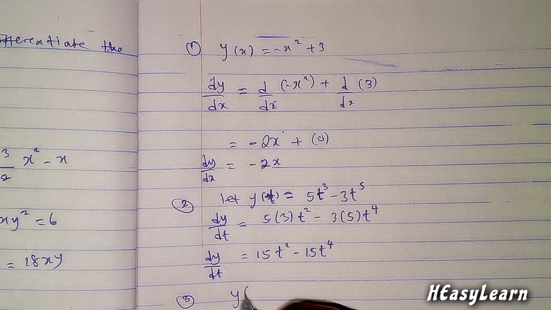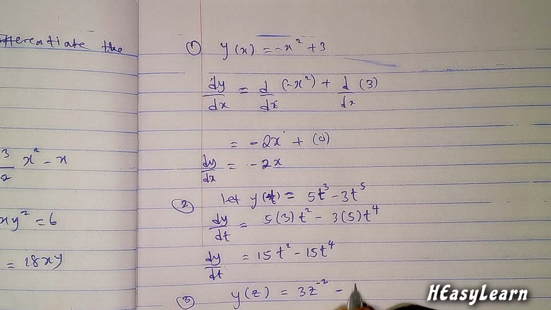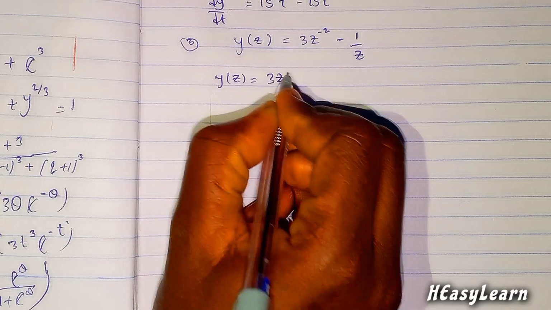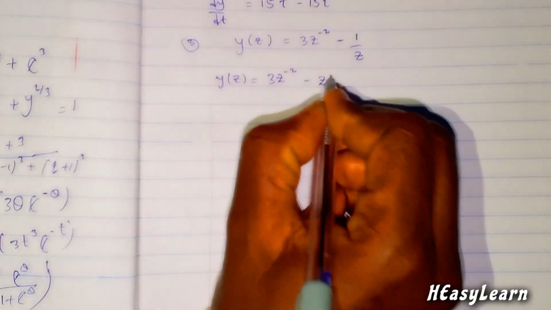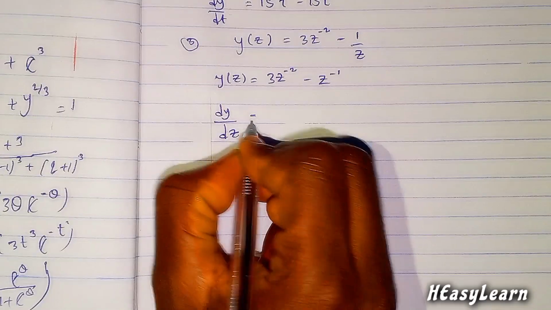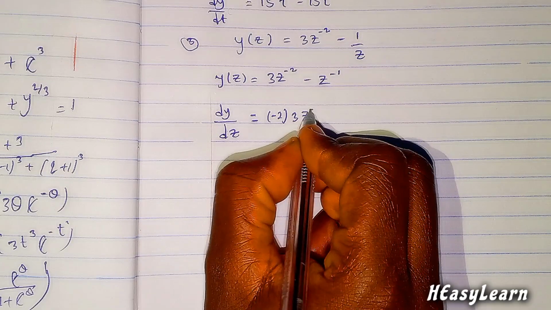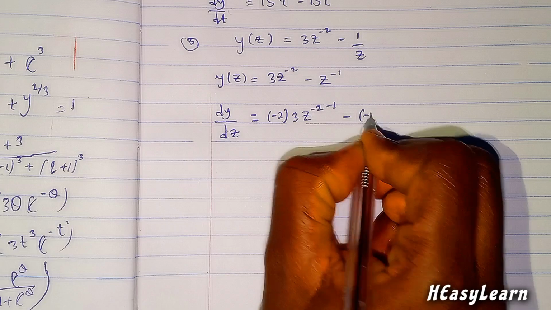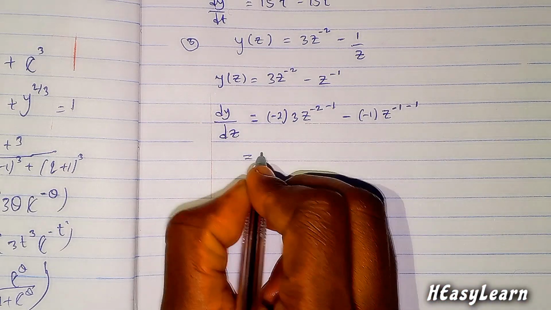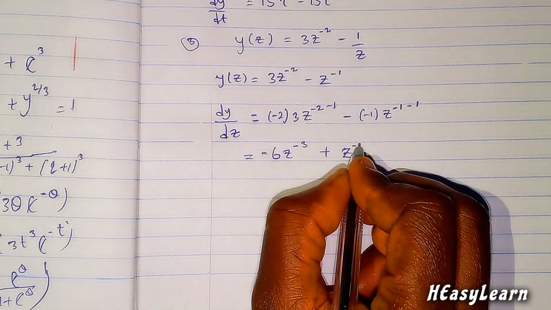Because it is a function of z, let y of z equal 3z to the power of minus 2 minus 1 over z. So you can rewrite this function as 3z to the power of minus 2 minus z to the power of minus 1. What is going to be the derivative of this function? Multiply by the power, then reduce the power by 1: minus 1 z to the power of minus 1 minus 1. This is equal to minus 6z to the power of minus 3 plus z to the power of minus 2.